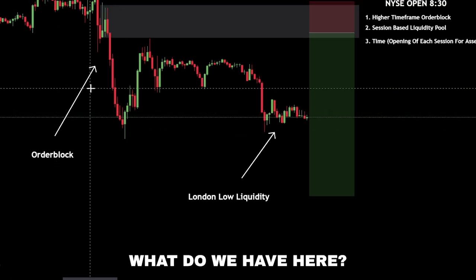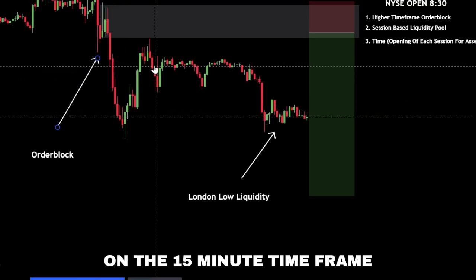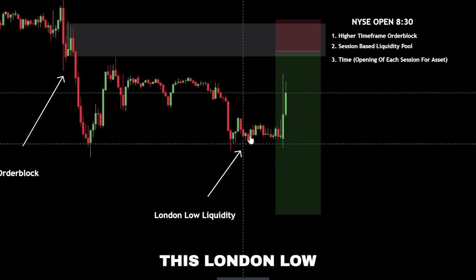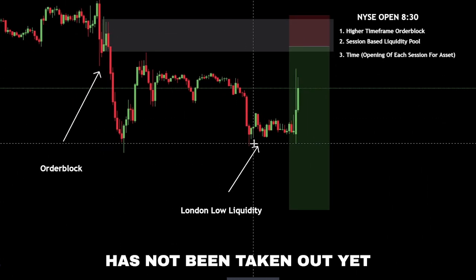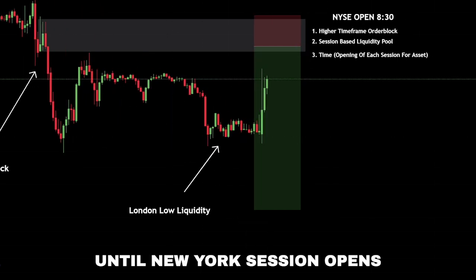What do we have here? Right here, we have an order block that was created on the 15-minute time frame. Since we see that this is London low, liquidity has not been taken out yet, we continue to wait until New York session opens.